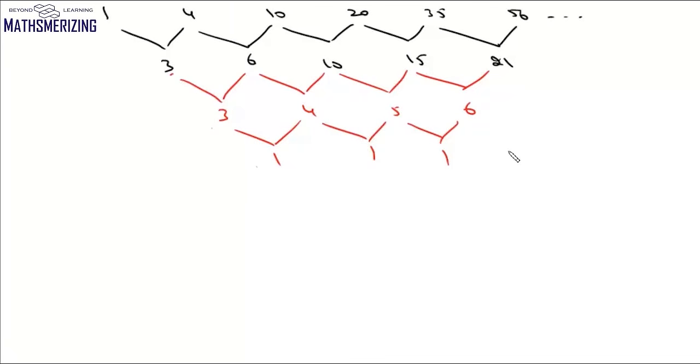So if the difference of the difference of the difference is constant, then we know that our nth term will be a cubic term. So it will be an cube plus bn square plus cn plus d. Now if we put n as 1, we'll get a plus b plus c plus d.